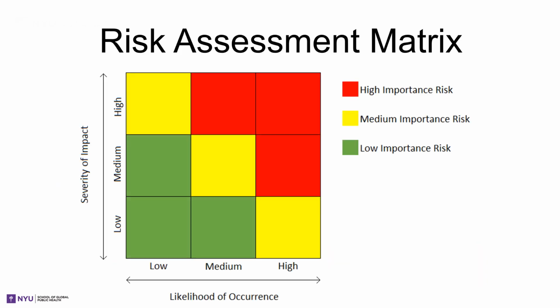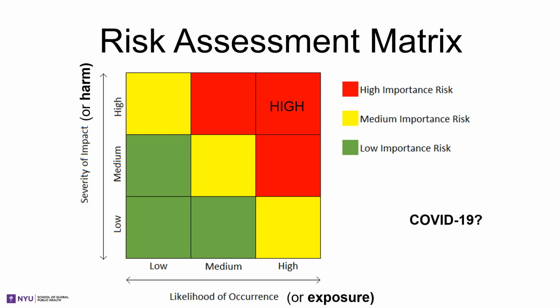When we look at this risk assessment grid, we see that where the severity of impact or harm is low and the likelihood of occurrence or exposure is low, then the environment is safer. When the severity of harm is high and the likelihood of exposure is high, then the environment is dangerous.